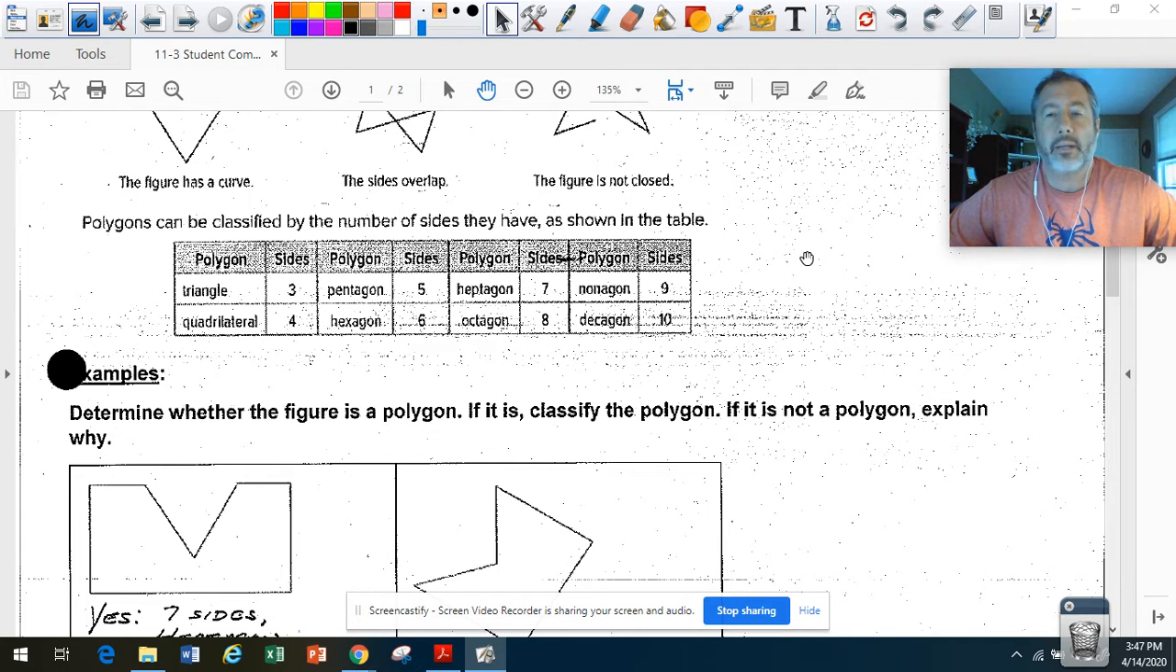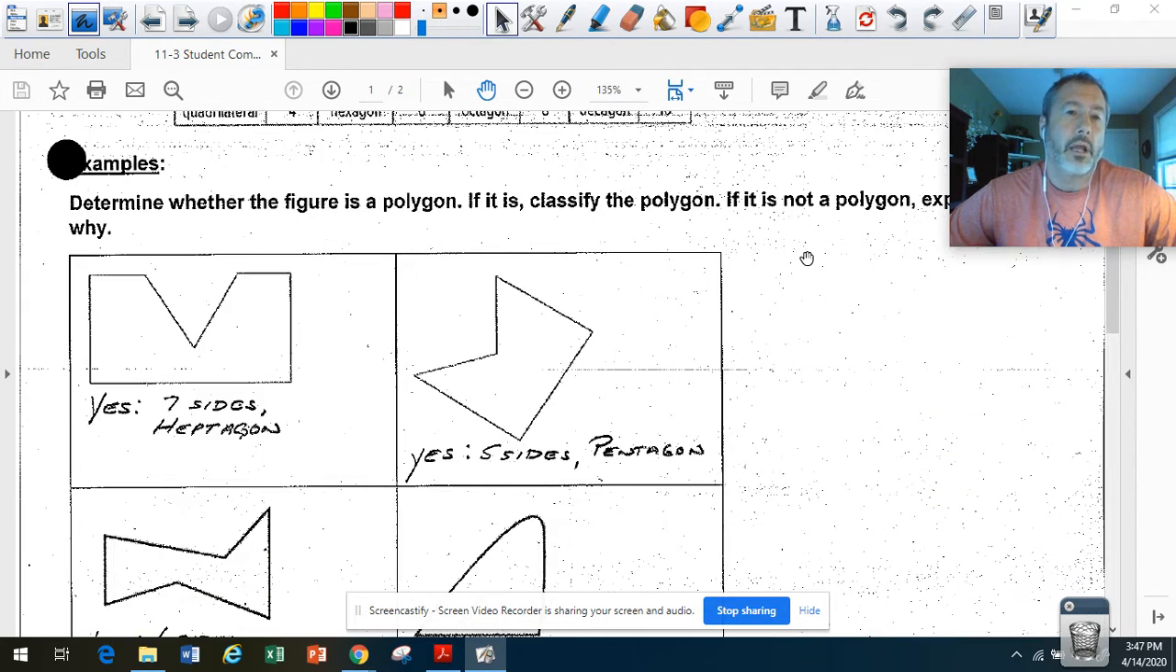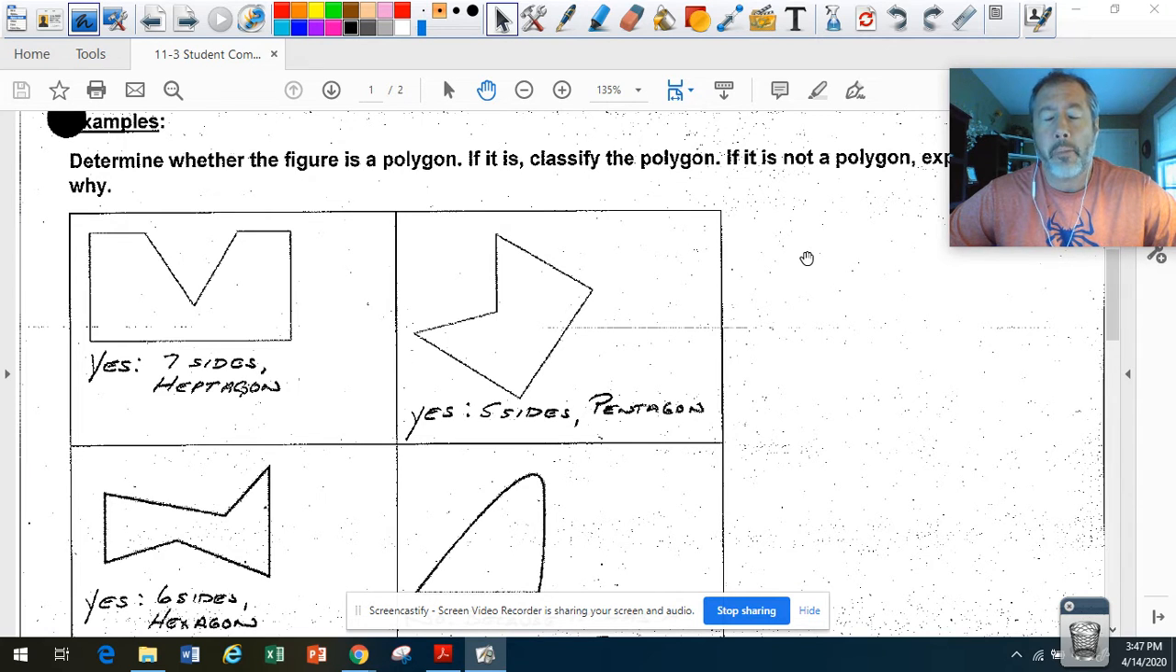So let's look at some of these examples here. Let's determine, first of all, is it a polygon? If so, how do we classify it? If not, why not? Let's look at our first one. Is it made up of line segments? Yes, it is. Is it closed? Yes. Is there anything overlapping? No. So yes, this is a polygon. It has 1, 2, 3, 4, 5, 6, 7 sides. So 7 sides is a heptagon.